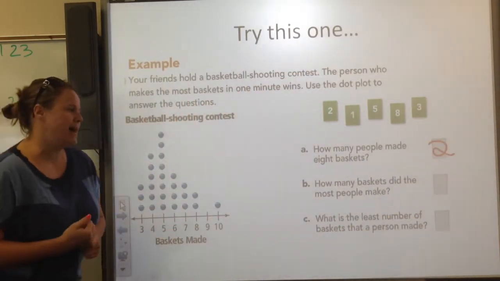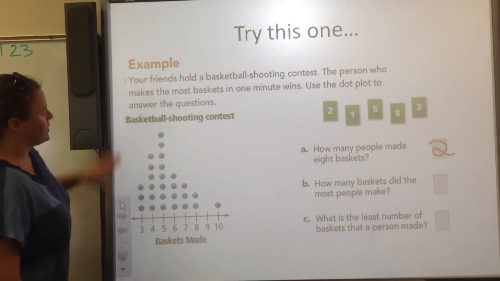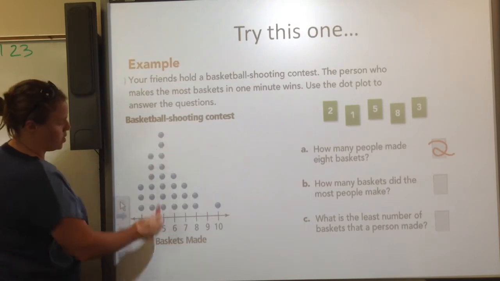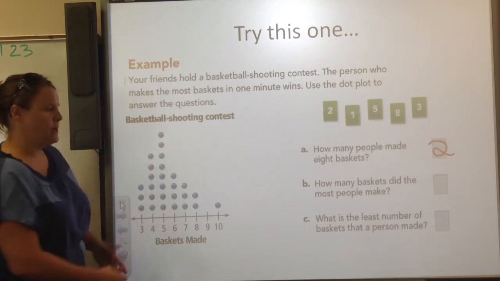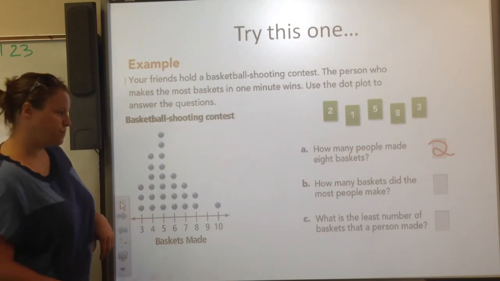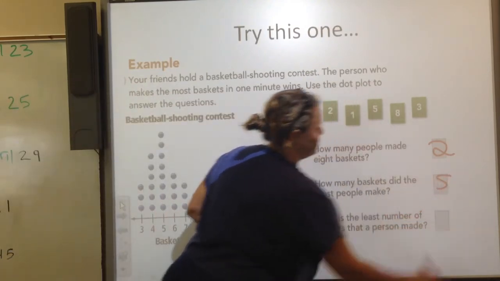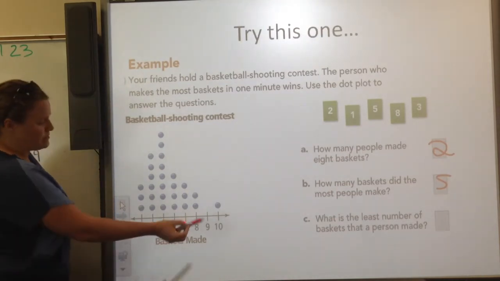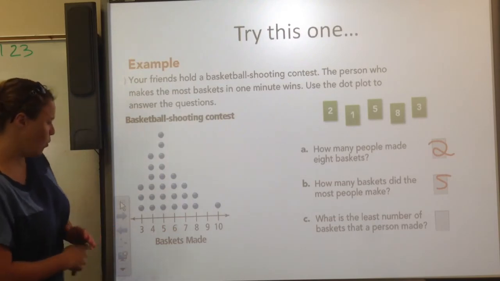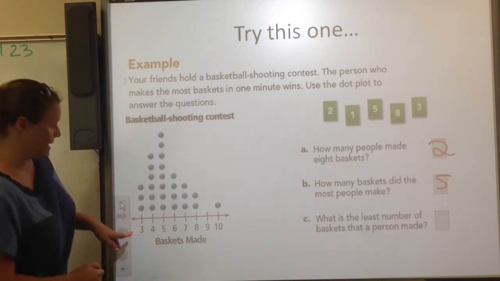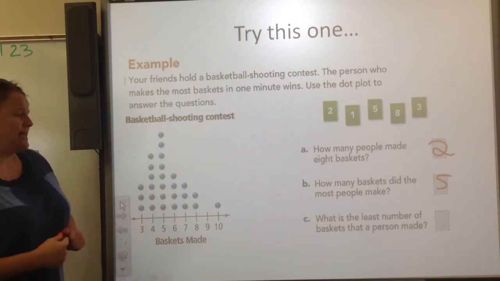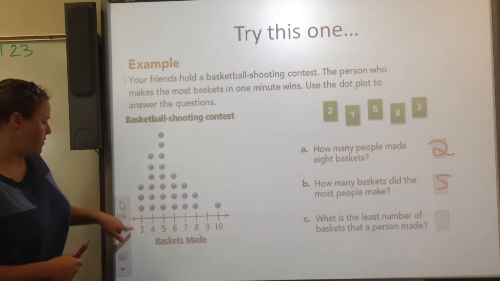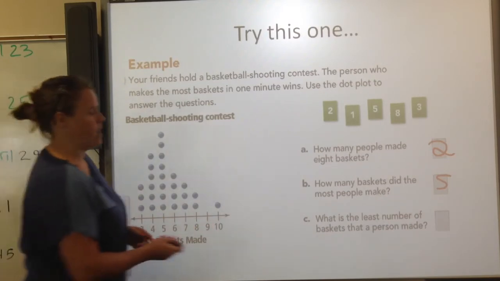The next question says, how many baskets did the most people make? So you look at your graph and see where the line is the highest. This is the highest bar, which means that 5 baskets made is the number that was made the most. The last question is, what is the least number of baskets a person made? So the least number of baskets a person made was 3 baskets, right? That's all we have up here. So 3 baskets was the least number that somebody made. It might be a trick question. You may have thought, oh, 9 baskets was the least. Well, no, 3 was the least they actually made for the activity.